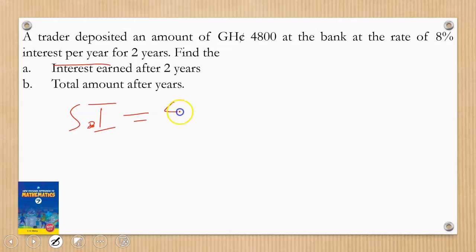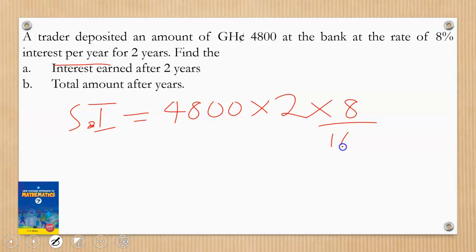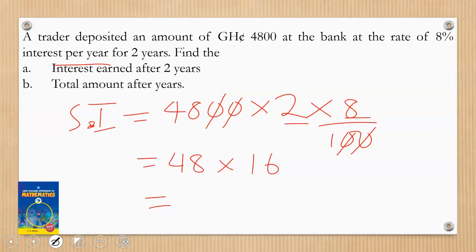So the principal you deposited is 4,800. The time you want the money to stay with the bank is 2 years. The bank promised to give you 8%, so 8 over 100. All right. So now we can calculate how much interest you get after 2 years. We can cancel these 2 zeros, leaving us with 48 times 2 times 8, which is 16. We multiply 48 by 16, that should give us 768.